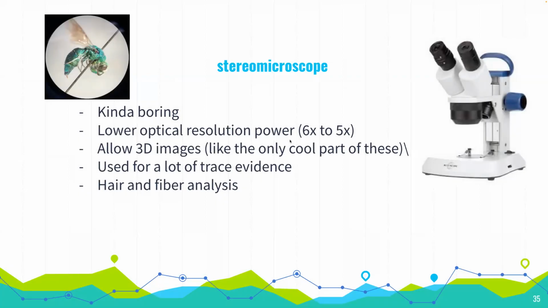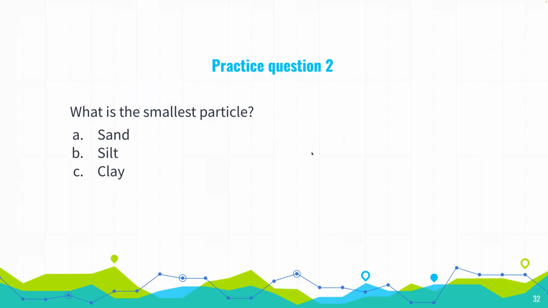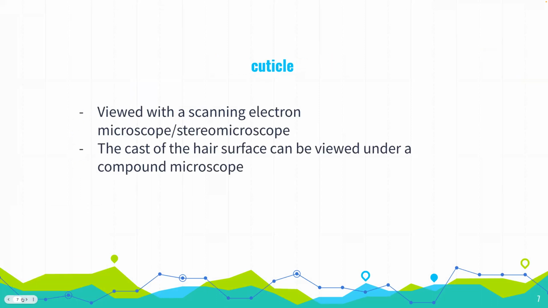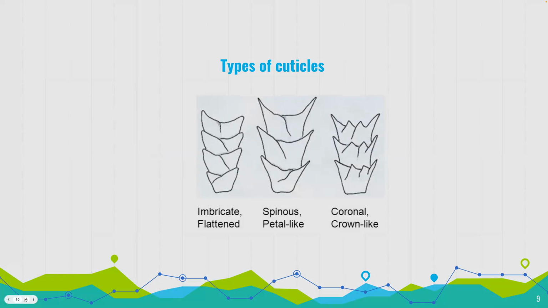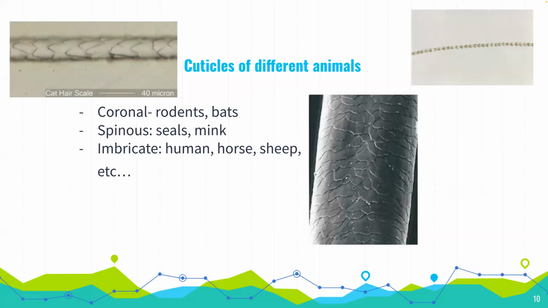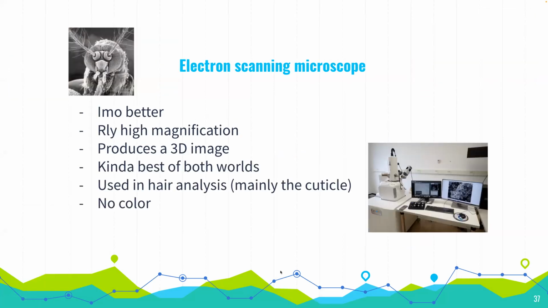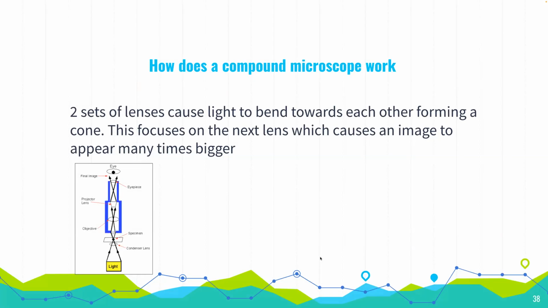Again, I think I can show a picture if I scroll back really far. Here, okay, not here. Oh, here. This is, I think, a picture taken with the scanning electron microscope. All right, back to here. Next, we have the compound microscope.